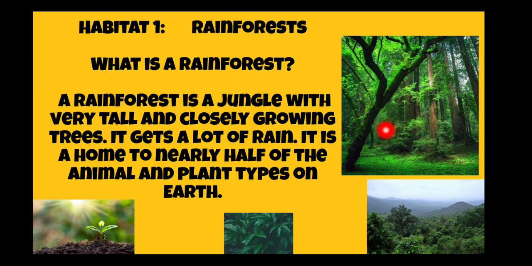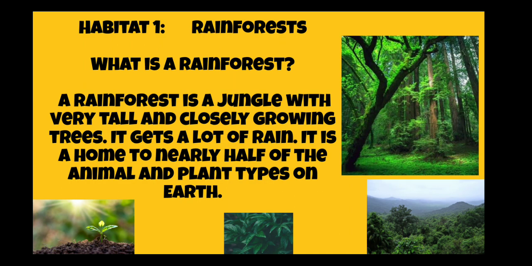And why is this place called rainforest? Because it gets a lot of rain. It is a home to nearly half of the animal and plant types on Earth. So many different kinds of plants and animals live here and grow here that half of the animal and plant types live in a rainforest.